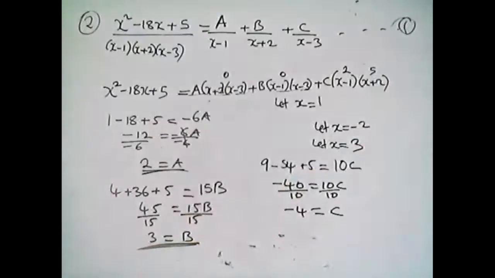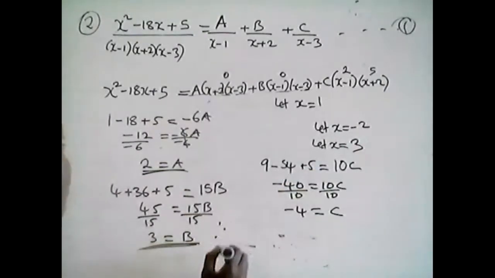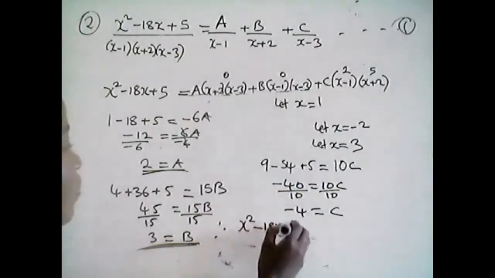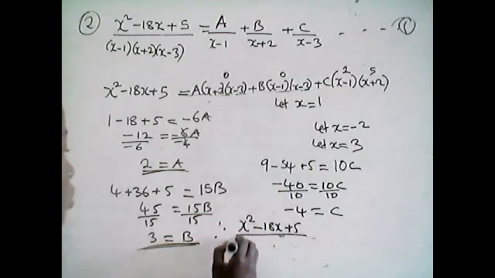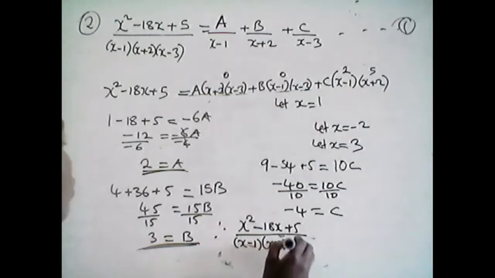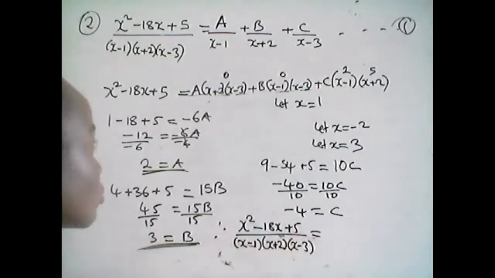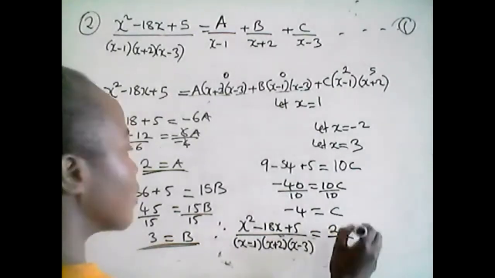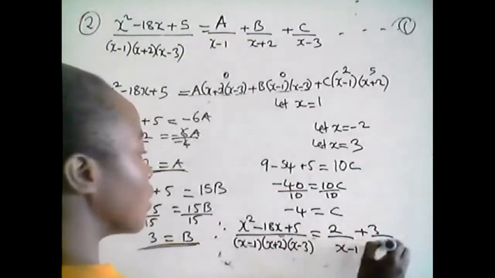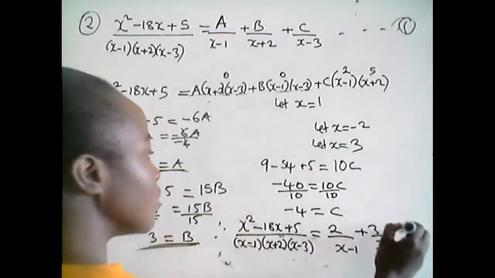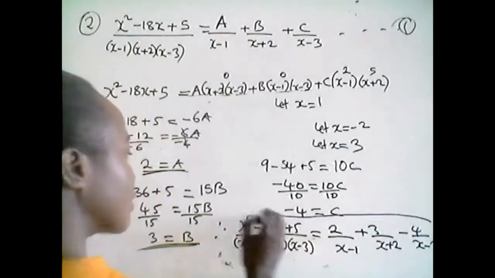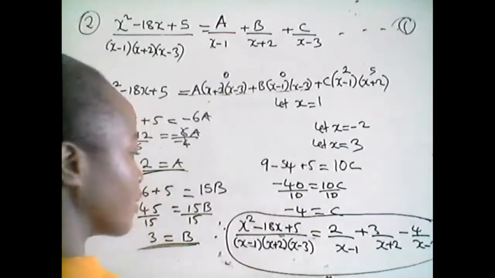So now, in conclusion, x squared minus 18x plus 5 over x minus 1, x plus 2, x minus 3 equals, what is there? We put a 2 over x minus 1. What is B? We put a 3 over x plus 2. And then what is C? It's minus 4 over x minus 3. That's our answer.